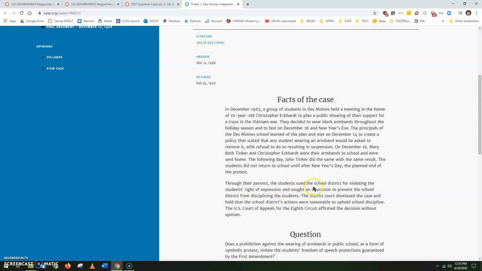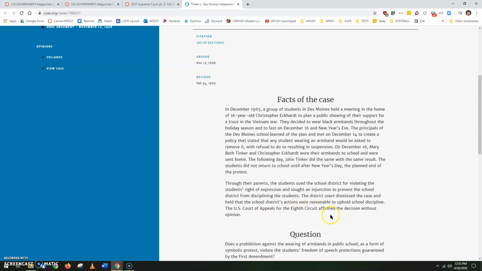Through their parents, the students, let me back up. So the kids wore it to school, they were suspended, and so the parents then sued the school district. The students sued the school district for violating the students' right of expression and sought an injunction to prevent the school district from disciplining students. The district court dismissed the case and held that school actions were reasonable.